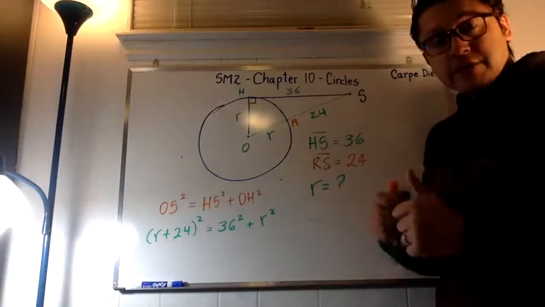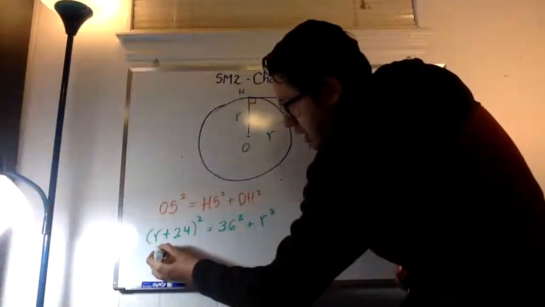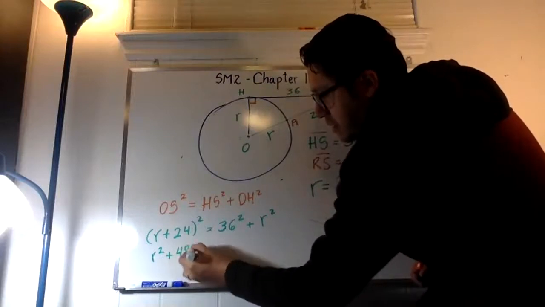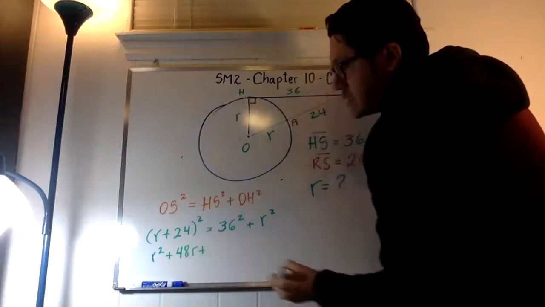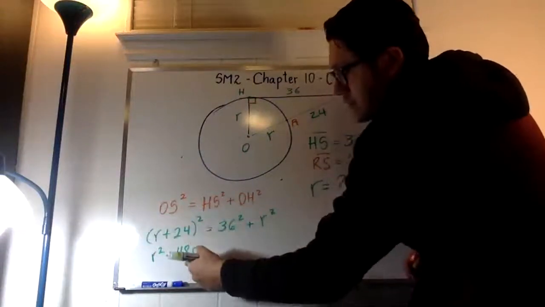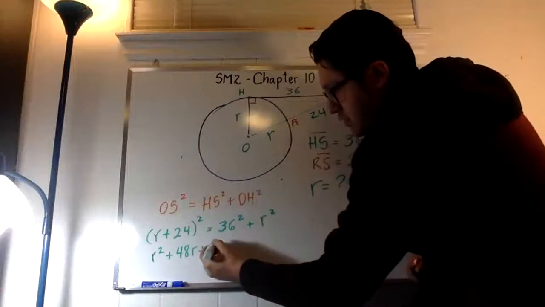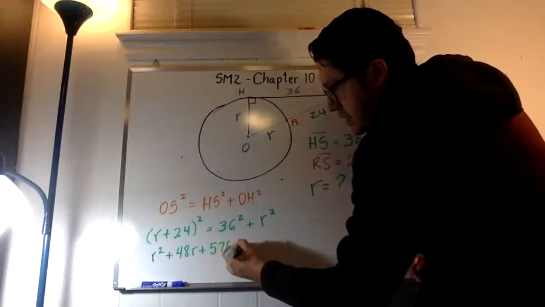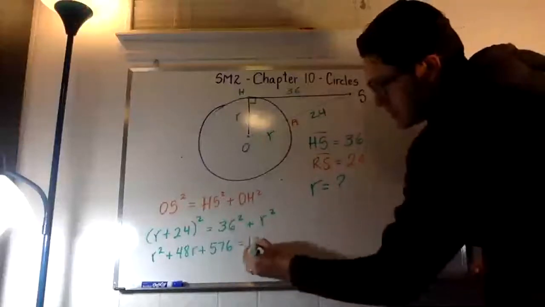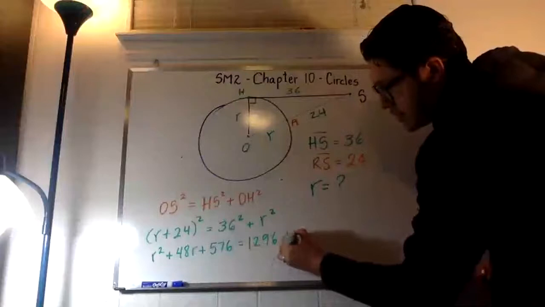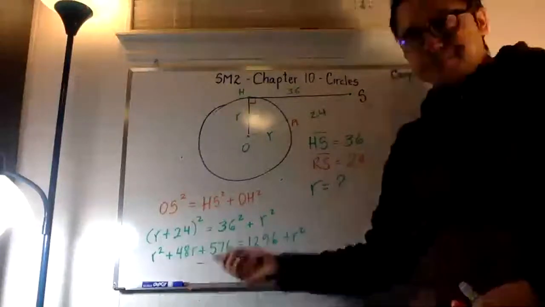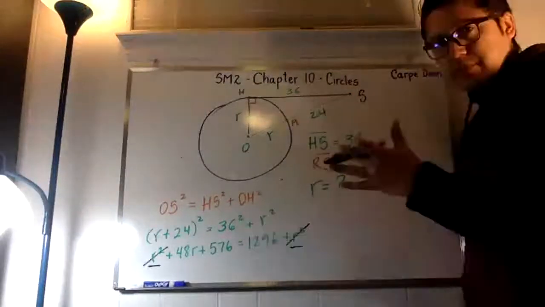I will have R squared plus 48R plus, because remember it's 24 times R times 2, 48R, and 24 squared is 576, equals 36 squared, which I got here, 1296, plus R squared. Okay, so I already expanded this. This is what I get.